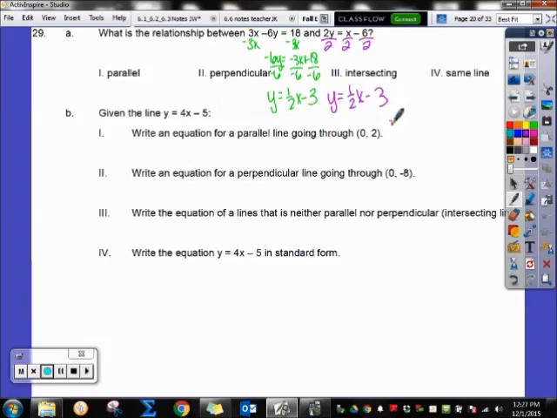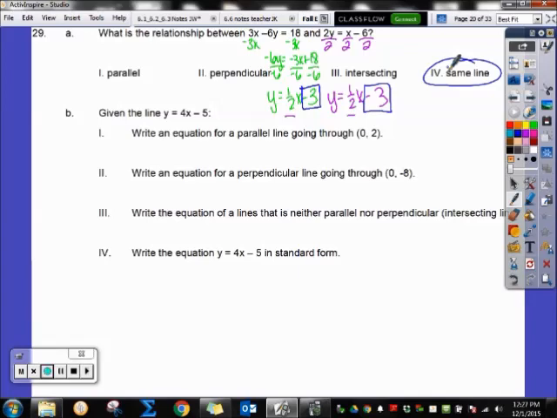So be careful on this one, because you may notice immediately that they have the same slopes, which is great because you're thinking, oh, well, they're parallel. But when you double check their y-intercept, they also have the same y-intercept, so they would be the same line.